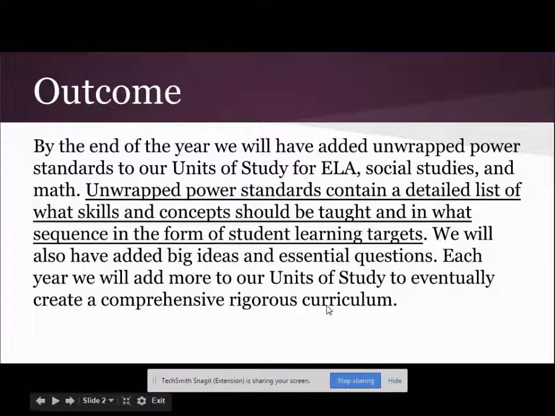So by the end of the year, what is our outcome? We will have added unwrapped power standards to our units of study for ELA, social studies, and math. Unwrapped power standards are basically a detailed list of what skills and concepts should be taught and in what sequence in the form of student learning targets. We will also have added big ideas and essential questions to our units of study. Each year we will add more to our units of study and revise them to eventually create a comprehensive, rigorous curriculum.